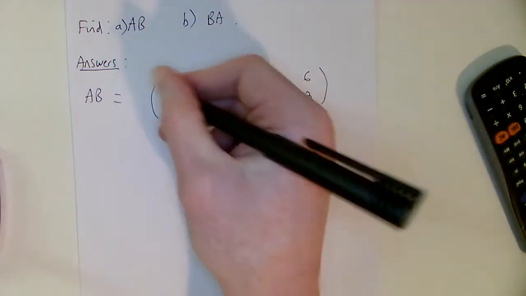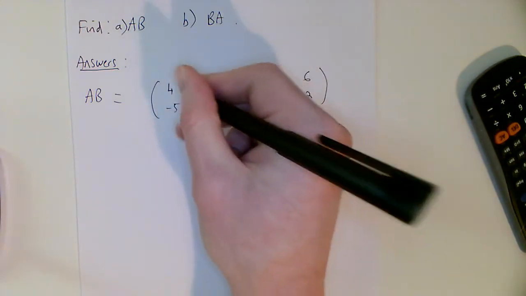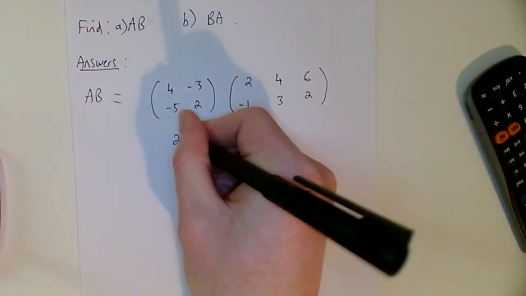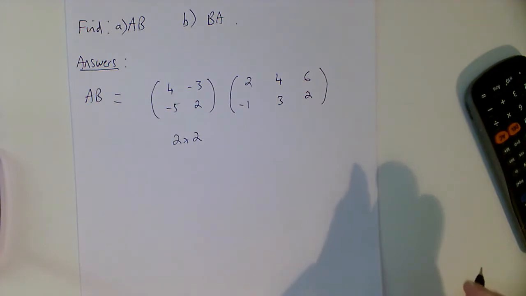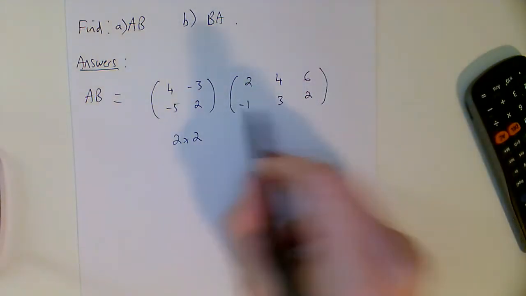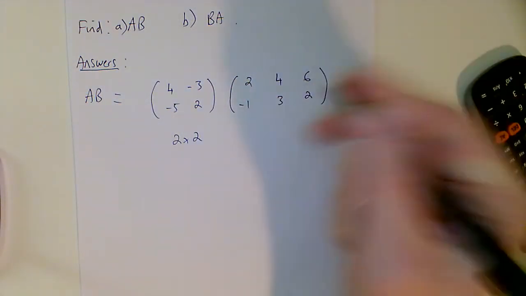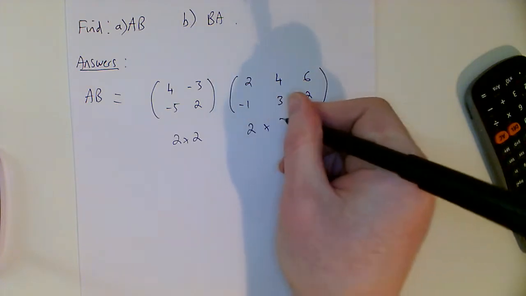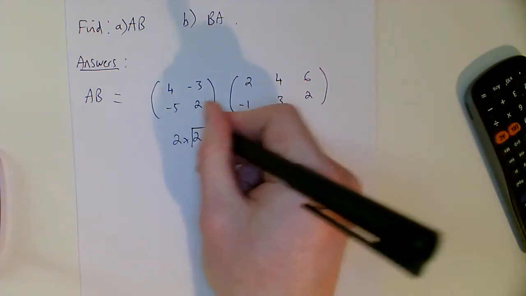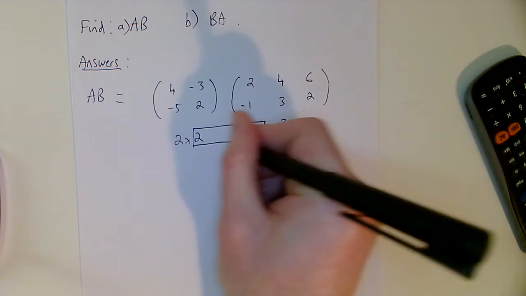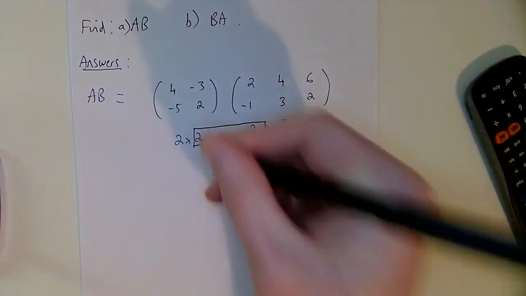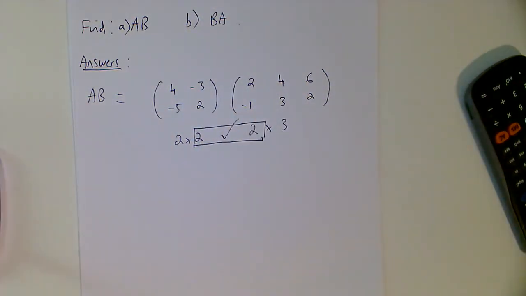So firstly, that's got 2 rows and 2 columns, so that's a 2 by 2 matrix. This here has got 2 rows and 3 columns, so that's a 2 by 3 matrix. Now that tells me the fact that the inside numbers are the same. That means that they can be multiplied.